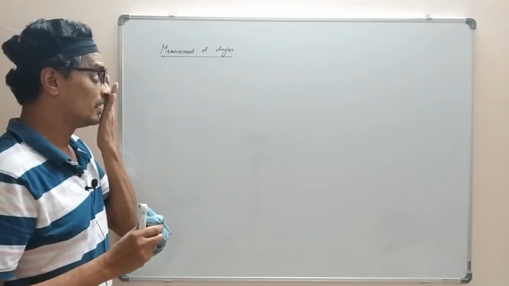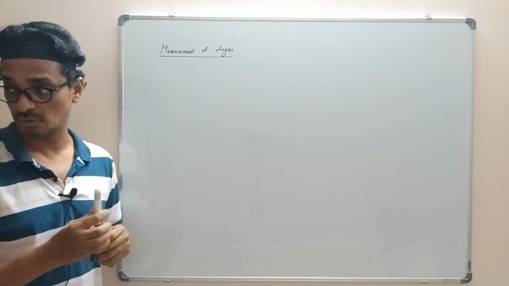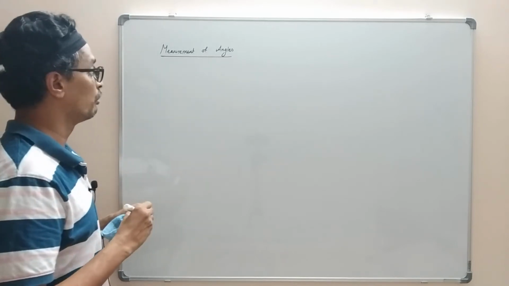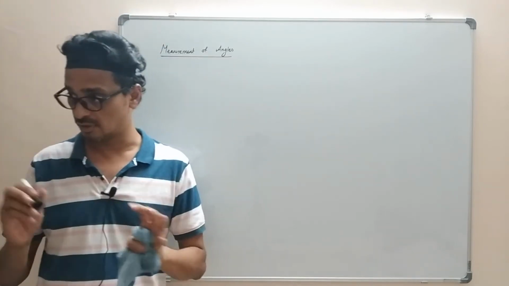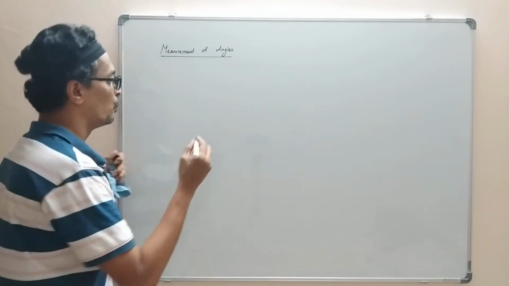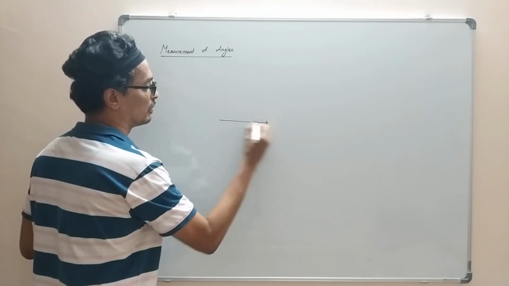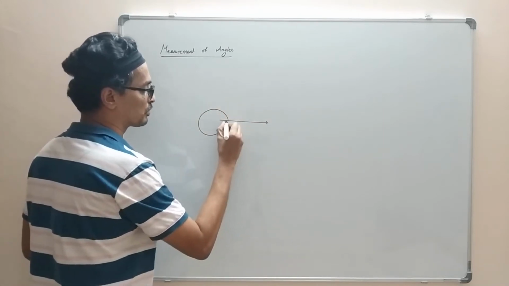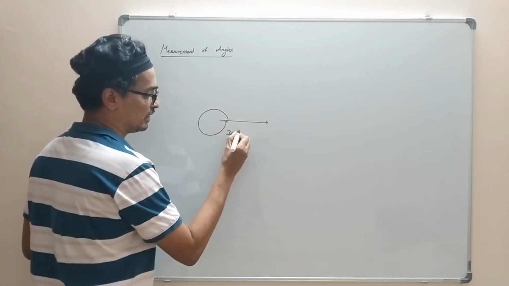So we will see the measurement of angles. Okay. So how do we measure angle? In all our classes we saw angles are measured in terms of degrees. Okay. So one complete rotation corresponds to 360 degrees.